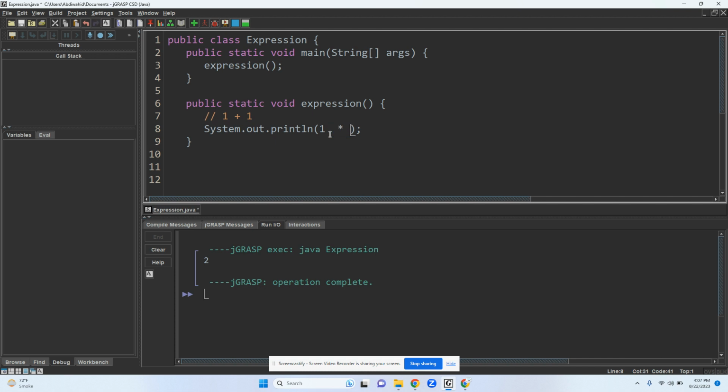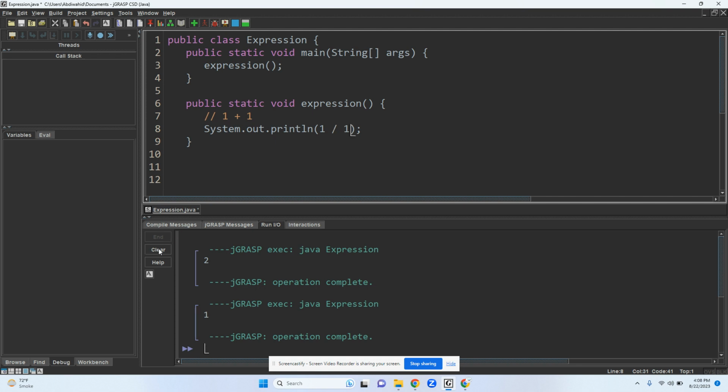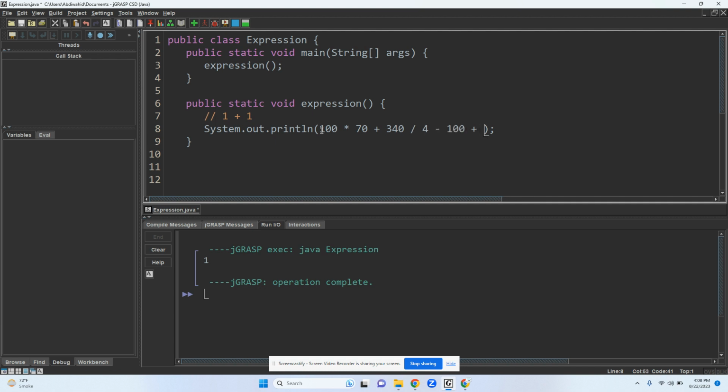So for example, this is multiplication, so we can do 1 times 1, and you should know the answer to that. That will print out 1. There's also division, 1 divided by 1. So there's that. You could also get more fancy. You could do 100 times 70 plus 360 divided by 4 minus 100 plus 15. I don't know what the answer to that is, but it does order of operations. So it does multiplication first, and then division, and then addition and subtraction starting from the left to the right.